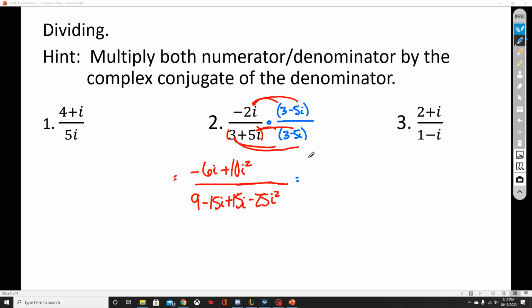Okay, let's try to simplify some of this stuff. Did I get everything correct? Yeah. All right, so remember i squared is just negative 1, so this becomes negative 10. So in the numerator I've got negative 10 minus 6i. The denominator, these are going to disappear. They cancel each other out. And this is going to become positive 25 because i squared is negative 1. So 9 plus 25, that should be 34.